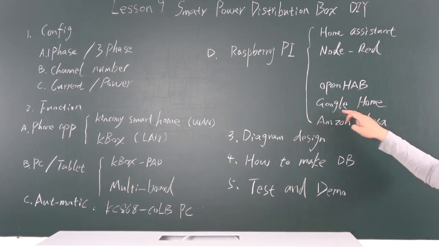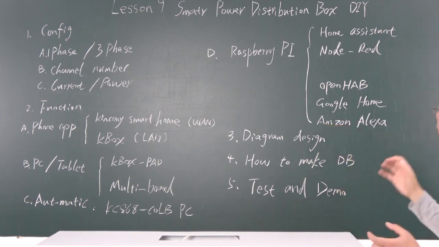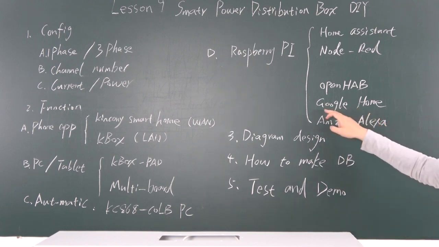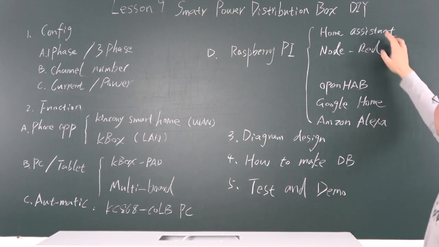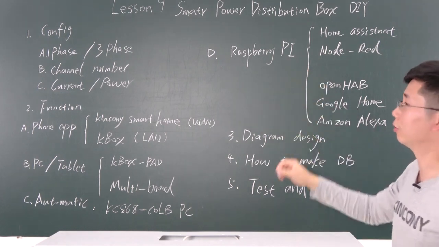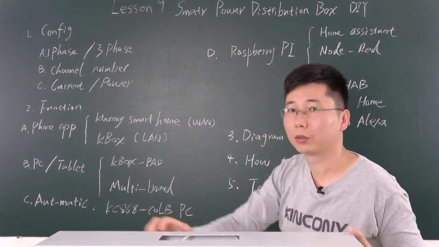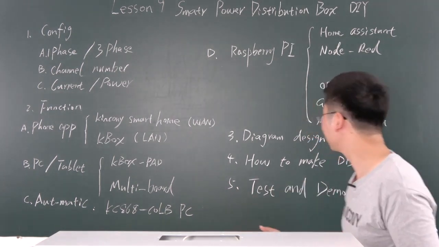Not only can you use the Google Home application and the Amazon application, you can also use voice control with the speaker for Google Home and the Amazon Alexa Echo. So this will be very powerful. Just add the Raspberry Pi in your local network, connect to the smart power distribution box, and it will be powerful and extend your functions.